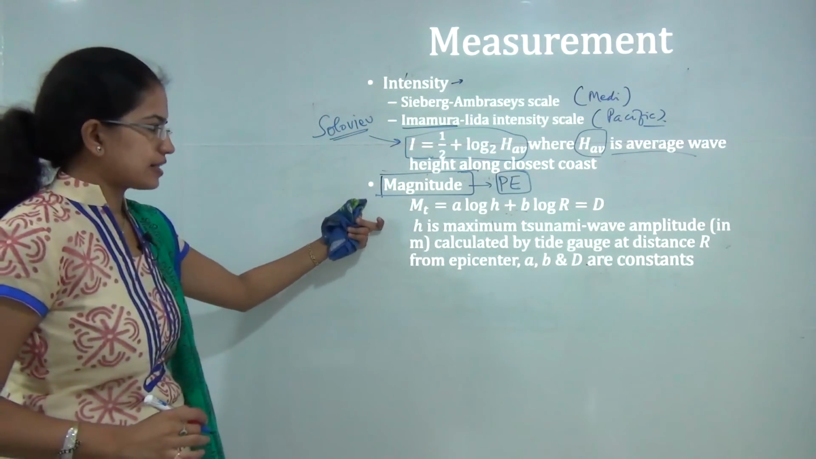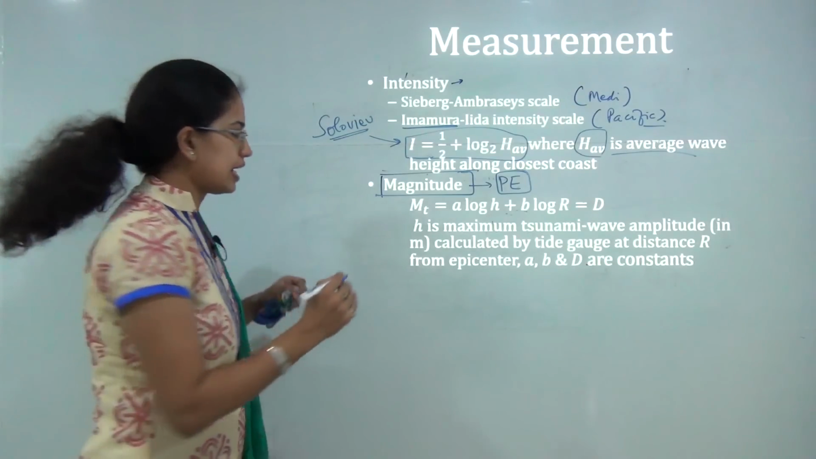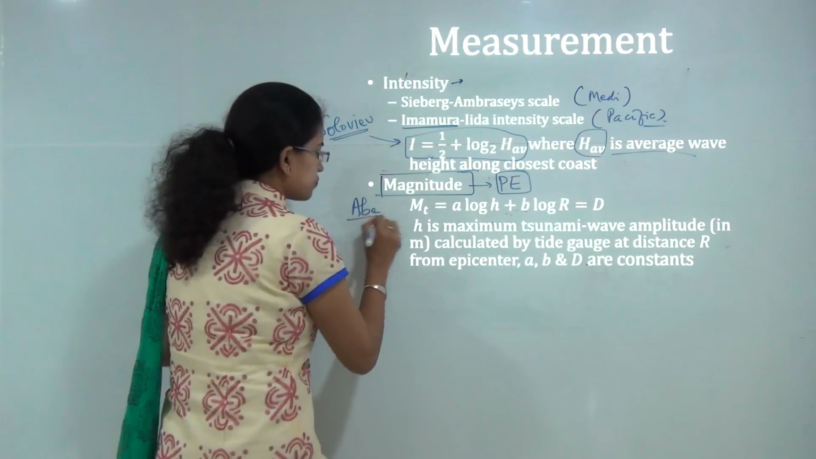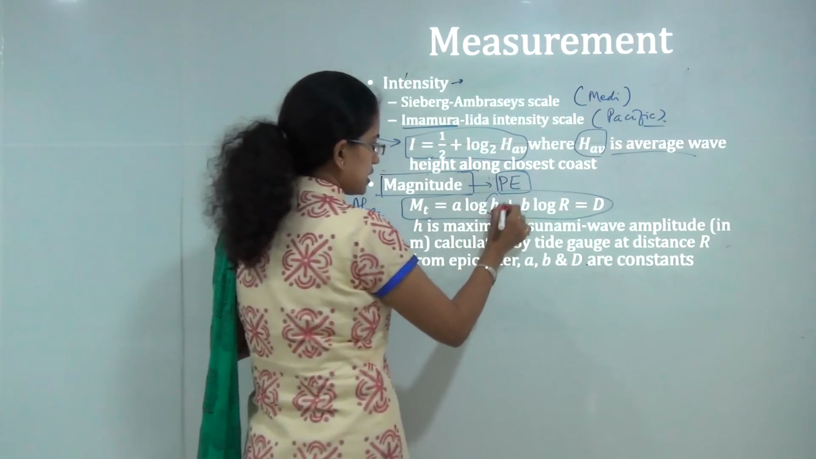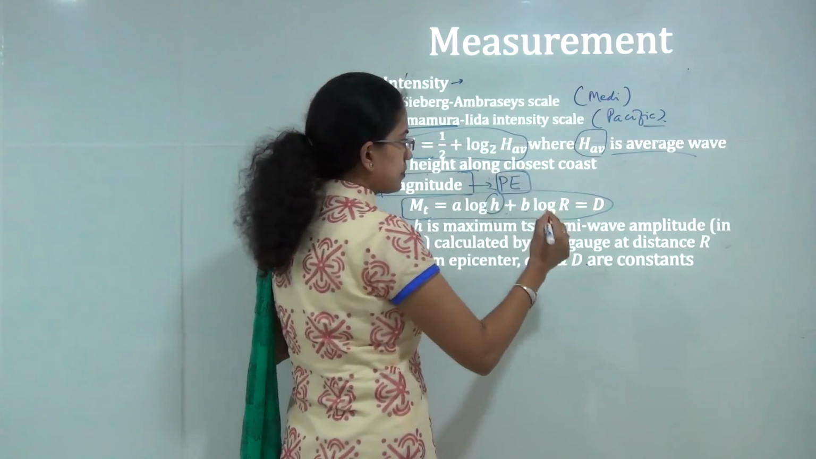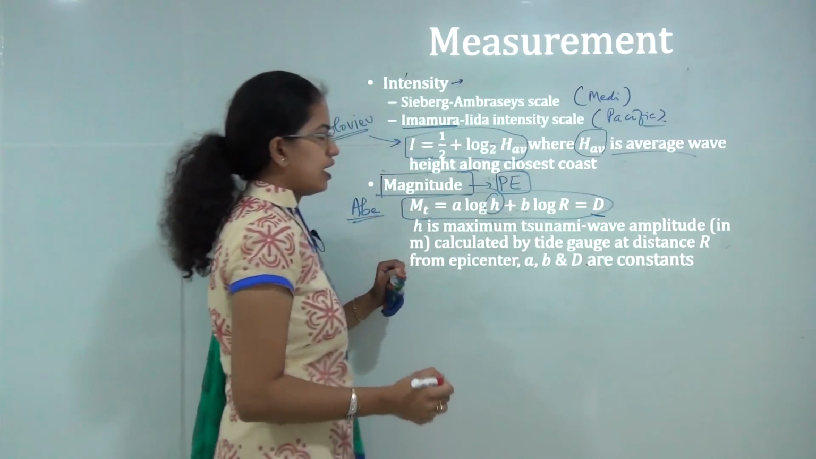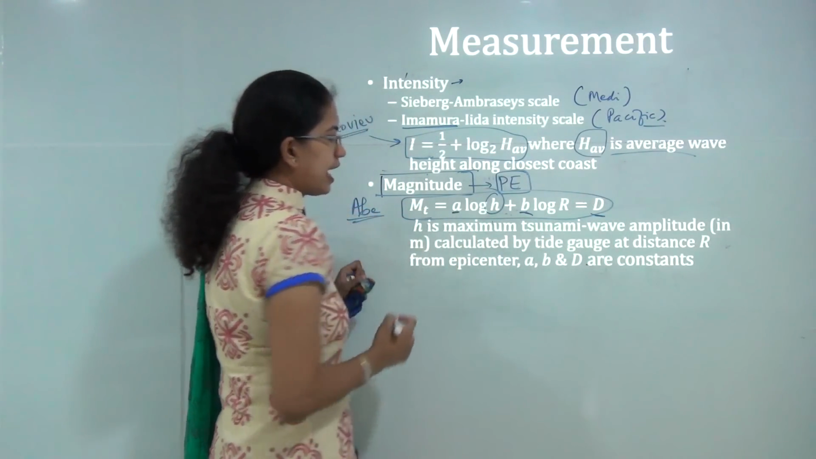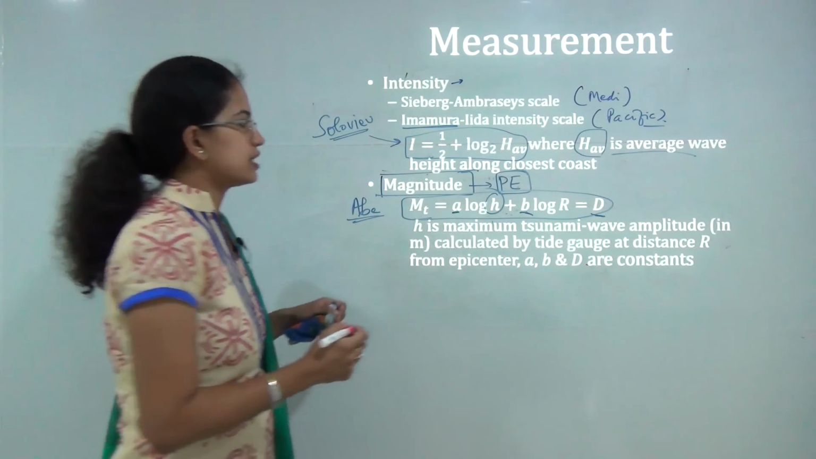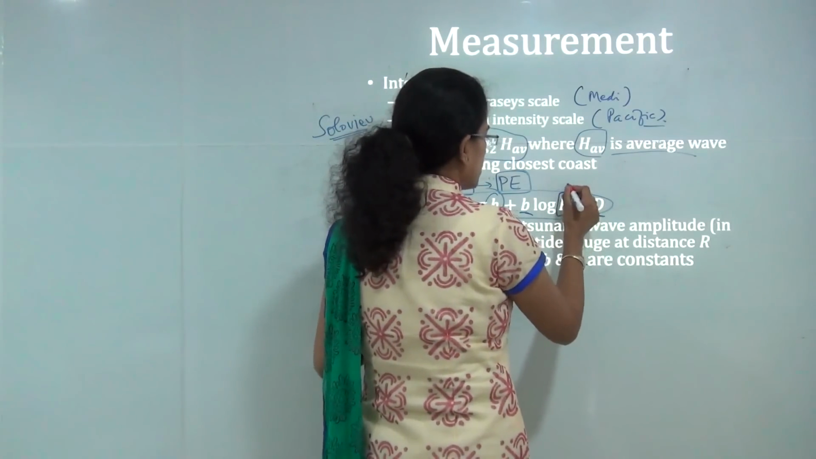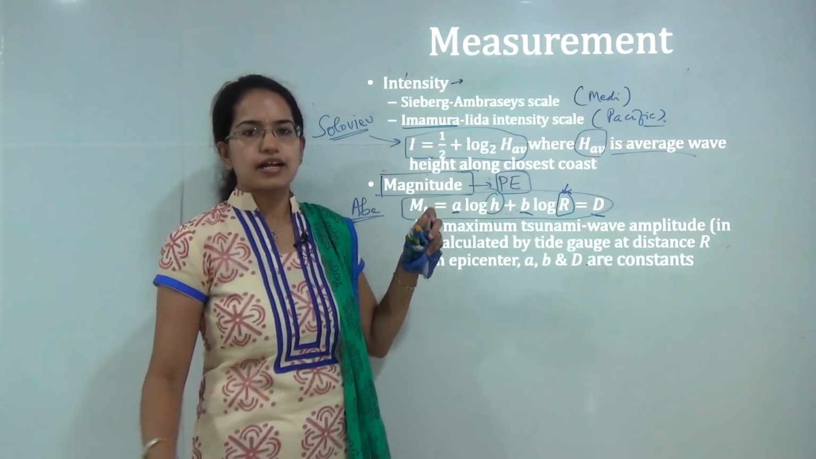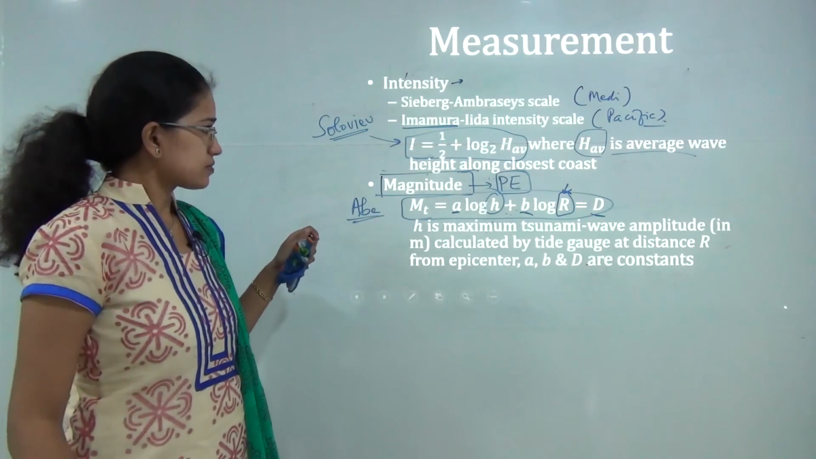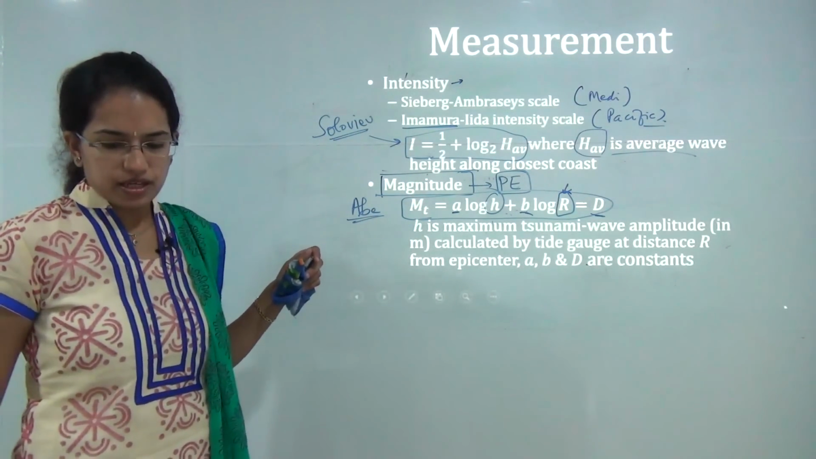The next was magnitude. Magnitude was given by Abe. So Abe gave this formula to understand the magnitude, and he talked about H as the maximum amplitude, D, B and A as the constants that were calculated, and the distance from the tide gauge was R. So these were some of the formulas that were propounded to understand the intensity of tsunami.